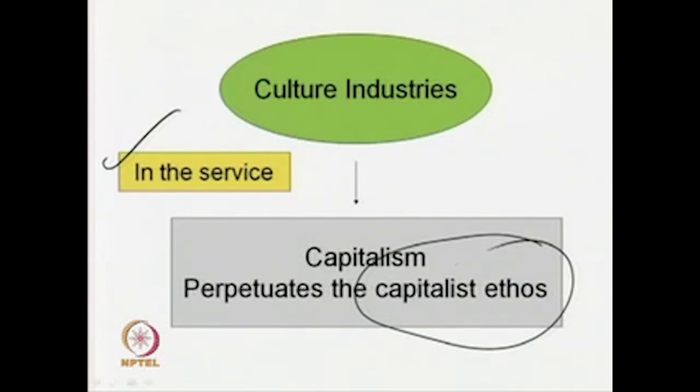So it is not simply in our social and political arrangements, but also in our cultural arrangements, that we find that even cultural forms like the various culture industries, for instance media, for instance films, as Adorno and Horkheimer say, films, radio, television, all these cultural forms, even art, try to see to it that the capitalist system is well and alive, that it is going strong. So the culture industry is in the service of the capitalist ethos, or of capitalism.